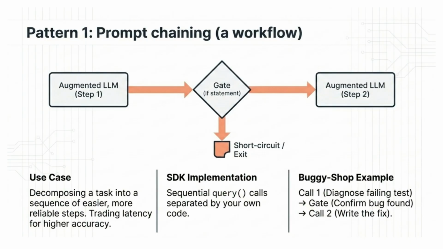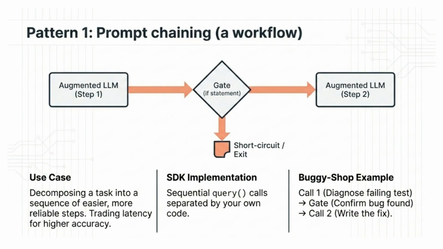Pattern 1. Prompt chaining, a workflow. Prompt chaining decomposes a task into a sequence of steps where each LLM call processes the output of the previous one. You hold the control flow, and each step is an easier, more reliable call than one giant prompt would be. The main goal is to trade off latency for higher accuracy by making each LLM call an easier task. Use it when the task can be easily and cleanly decomposed into fixed subtasks.